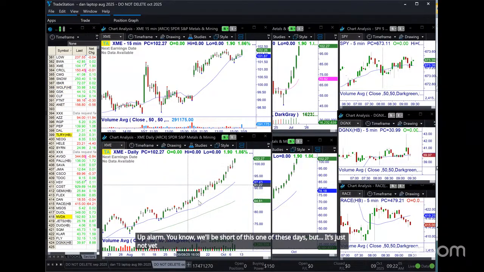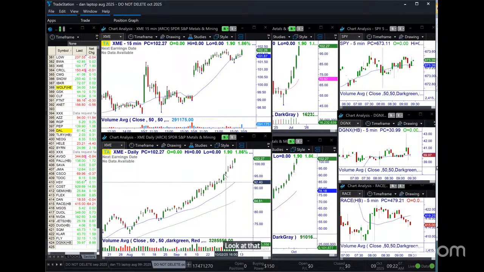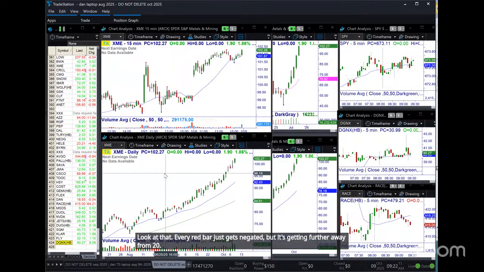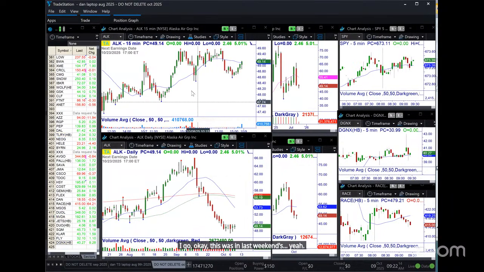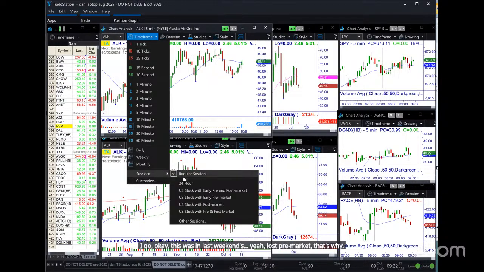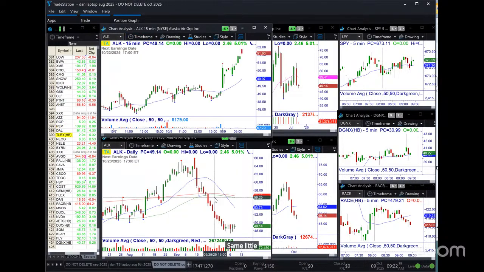Not yet. Look at that. Every red bar just gets negated, but it's getting farther away from the 20. Okay, this was in last weekend's. Yeah, I lost pre-market. That's why I'm not saying anything. There you go. That's why.